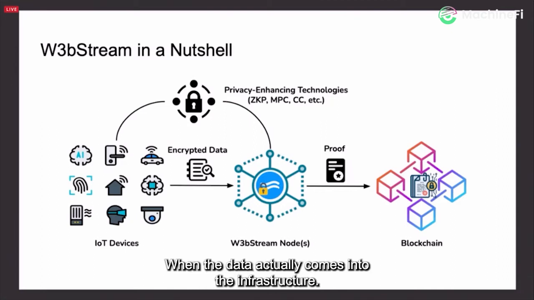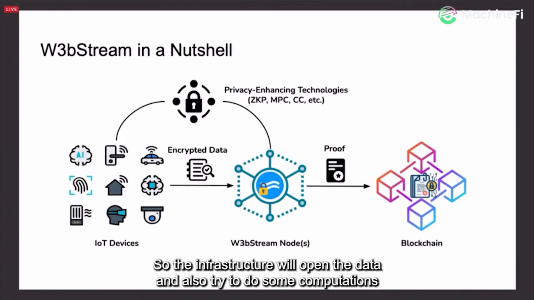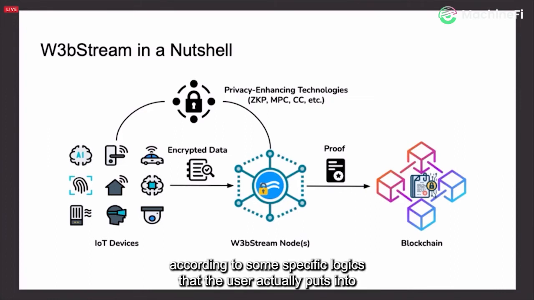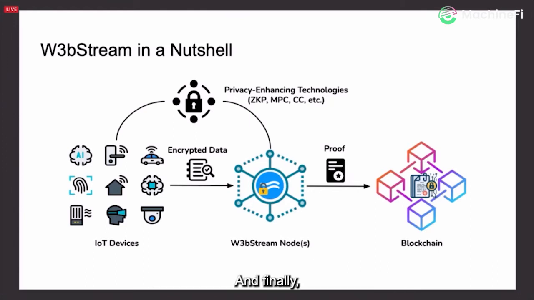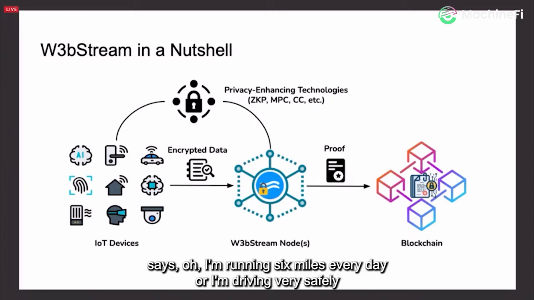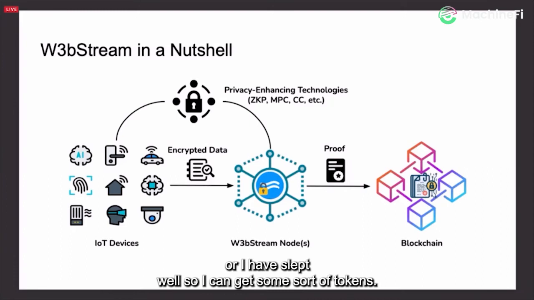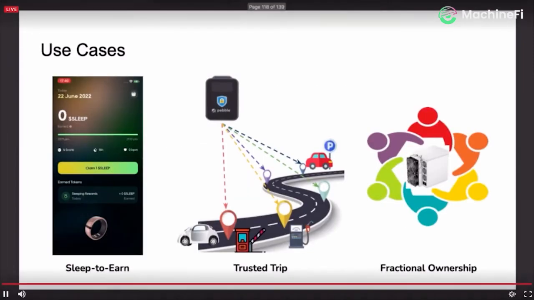When the data comes to the infrastructure, the infrastructure will unpack the data and do some computations according to specific logic the user puts into the WAS runtime to compute some sort of proof. Finally, the proof goes to the smart contract, basically saying, oh, I'm running 6 miles every day, or I'm driving very safely, or I have slept well, so I can get some sort of tokens, right? So this is at a very high level how everything works.